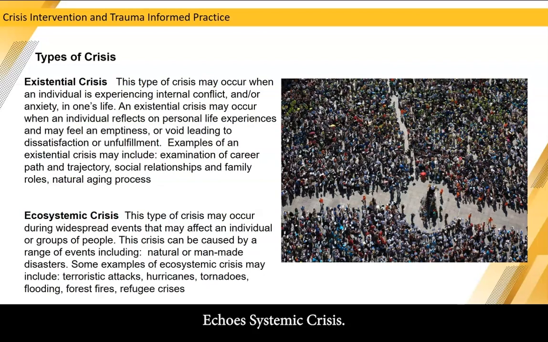Ecosystemic crisis. This crisis might occur during world-spread events that may affect an individual or groups of people. This crisis may be caused by a range of events, including natural or man-made disasters. Examples may include terroristic attacks, hurricanes, tornadoes, flooding, forest fires, or refugee crises.